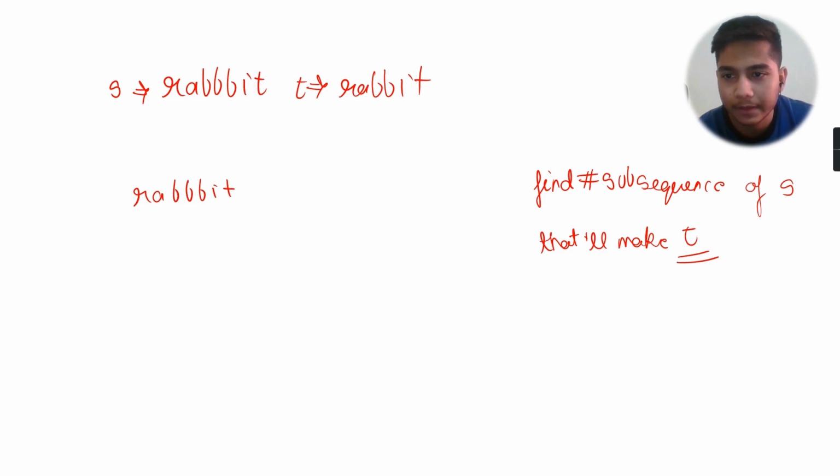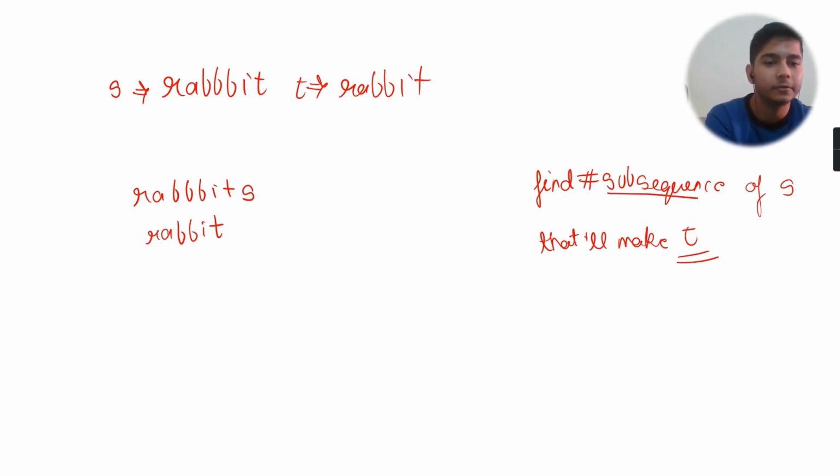RABBBIT and RABBIT. Suppose it's rabbit here. While traversing a string and forming the subsequence, we will be starting from the last index. At each point in the string, we obviously have two options while comparing two strings: either they are equal or they are not equal.